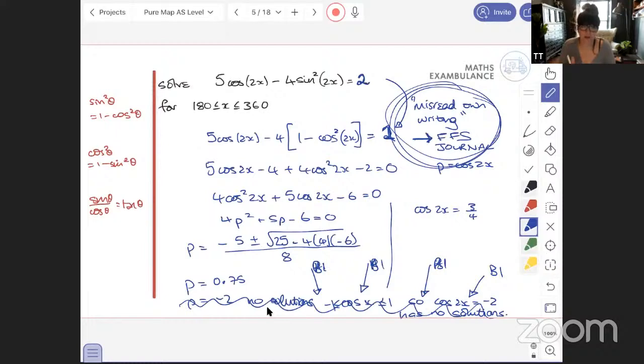Anytime in any situation, not just trig, that you solve an equation, particularly a quadratic, you get 2 solutions out, but one of them you're not going to bother with, you have to say why you're not bothering with it. And that's a little bonus mark, okay? Next.